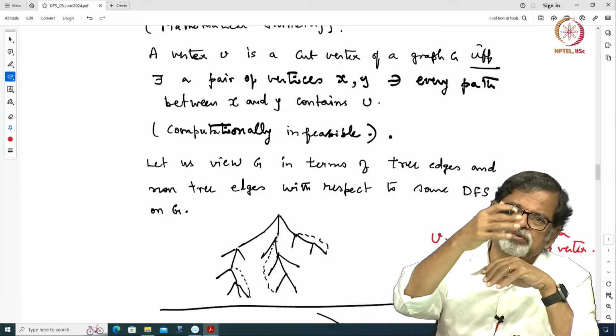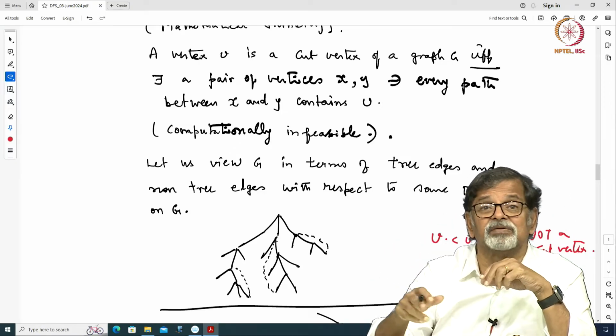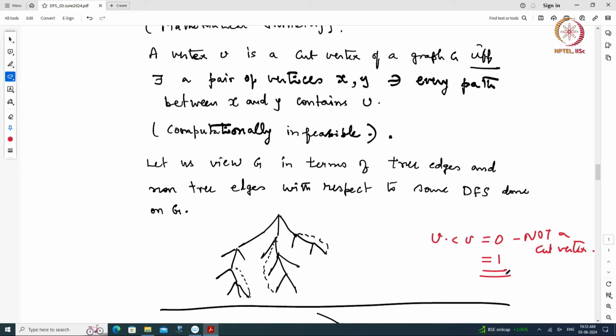Again for that pair you have to enumerate all the paths, and in each path whether V is there you have to find. And number of paths can be exponential, and there is no convenient way to enumerate all paths. Very complicated task. Therefore, while this is an interesting mathematical characterization, it does not lead to a convenient computational process. So we are going to think in a different way and then arrive at a new characterization. But with this new characterization, it is easy to devise a computational method.